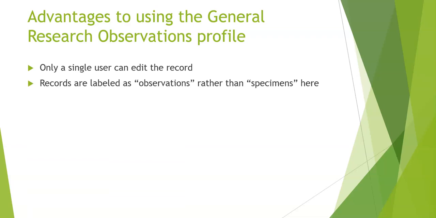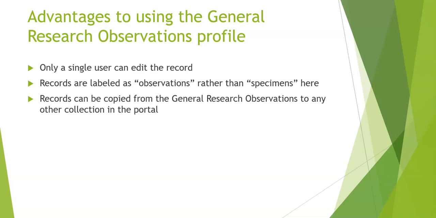A record is labeled as an observation rather than a specimen until it is transferred into a specific collection, since specimens that have not been prepared, mounted, or labeled aren't technically available in natural history collections. And specimens can be transferred from the General Research Observation profile to multiple institutions. Because of these advantages, we will highlight this option in this tutorial.